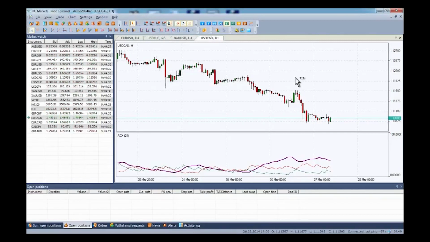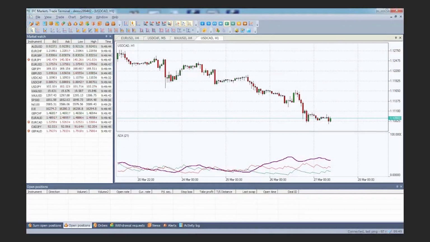To access more information about the ADX, simply go to the IFC Markets main page, select Education, click on Technical Analysis and Technical Indicators, and in the Trend Indicators submenu, you'll see it there.